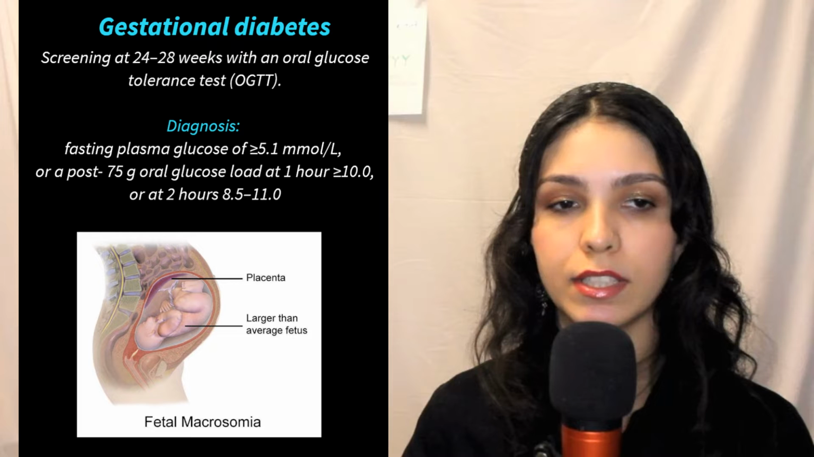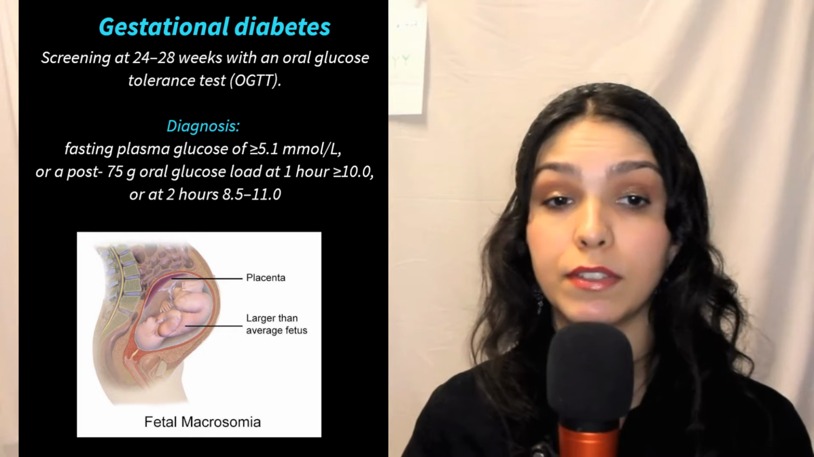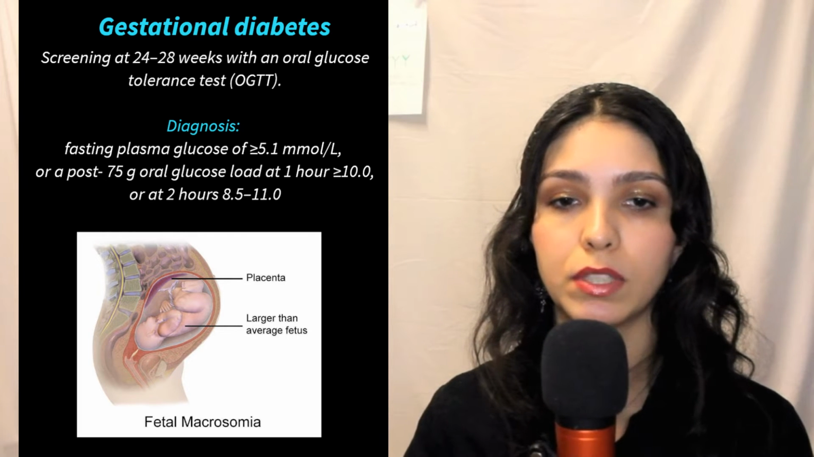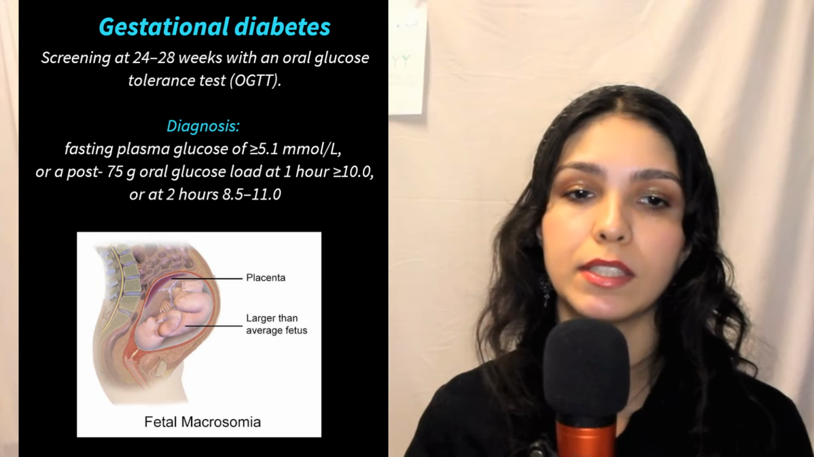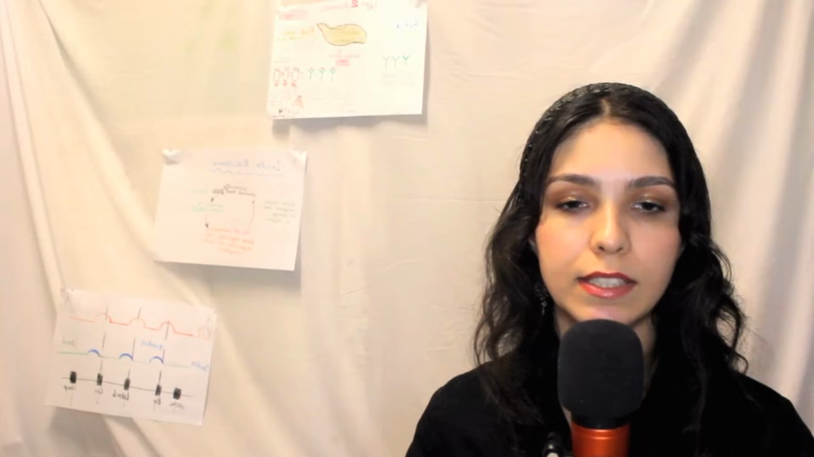The second risk is of the eventual development of overt diabetes. 50% of women with gestational diabetes will go on to develop overt diabetes within the next 20 years. And also, diabetes mellitus affects a lot of organs and systems.